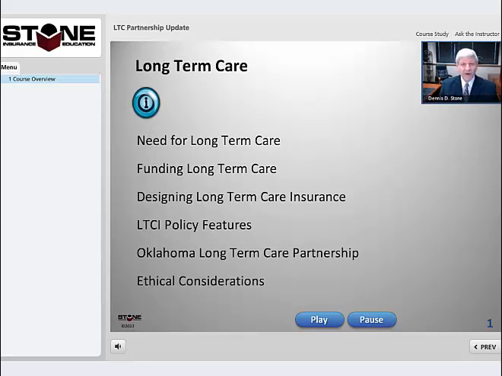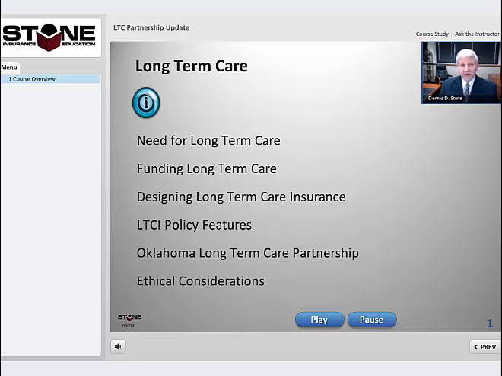What we'll be looking at here first is the need for long-term care, and what we'll be doing is looking at some definitions. Most of you are going to be very familiar with these definitions, but we're going to review them in terms of how they're going to apply in the material. Then we'll take a look at funding long-term care.